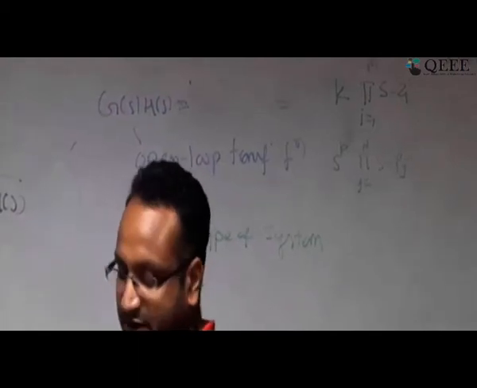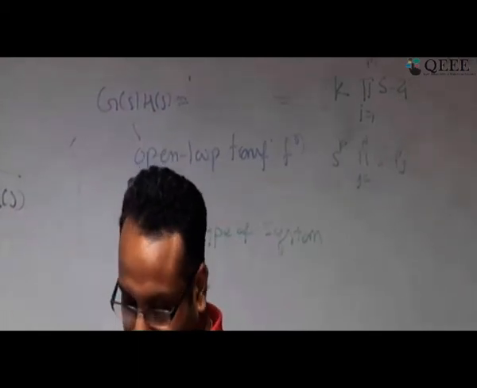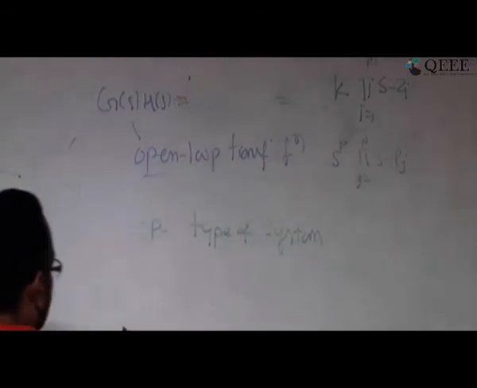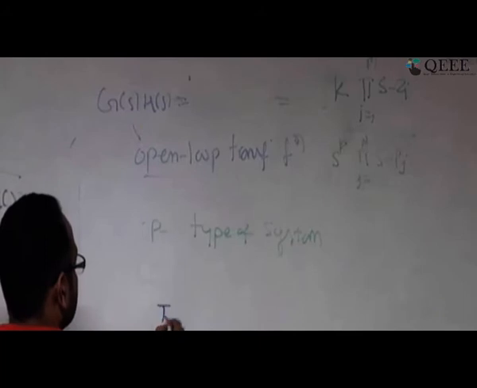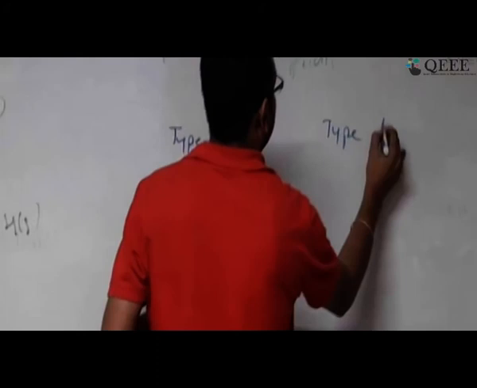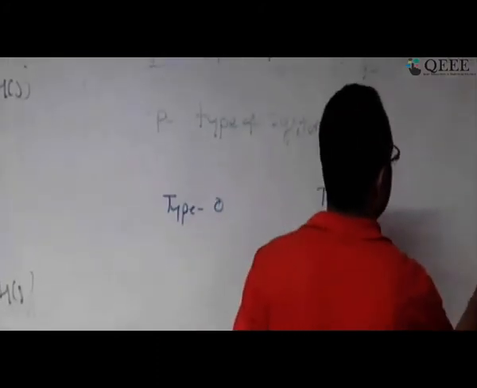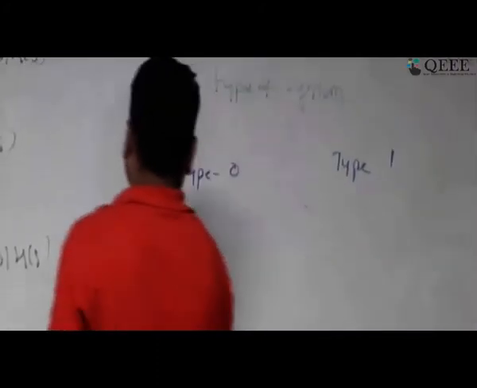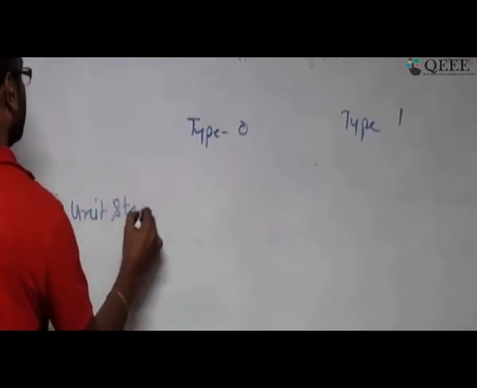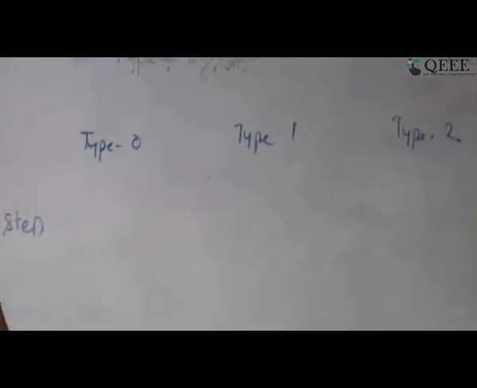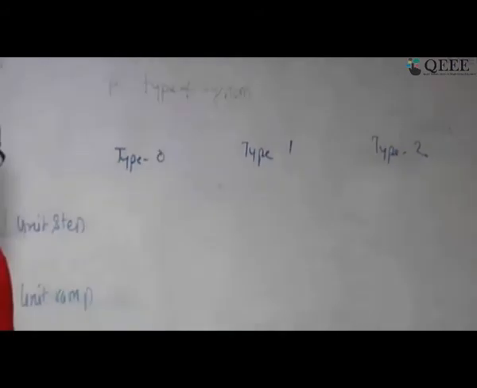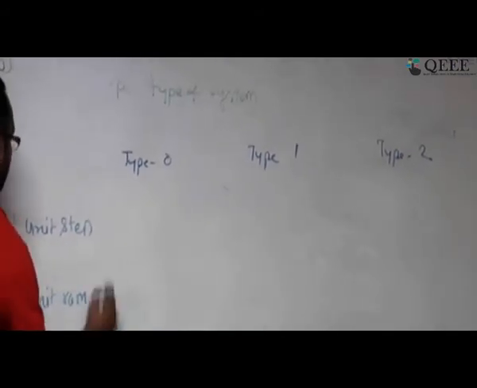No, order of the system is something different and type of the system is something different. Okay. Now, I want to say that type 0 system, type 1 system, type 2 system, and if you give this type of system unit step as an input, unit ramp as an input, and unit parabolic, correct?